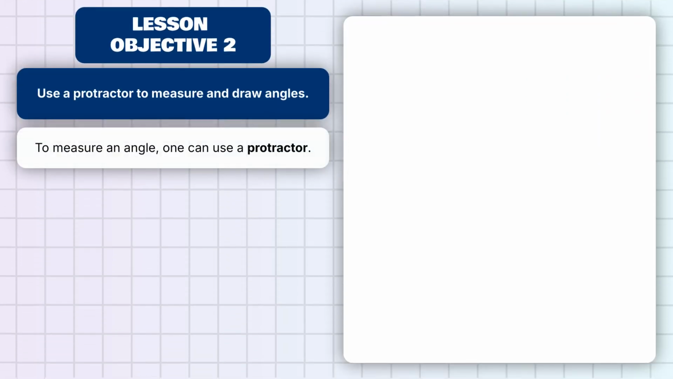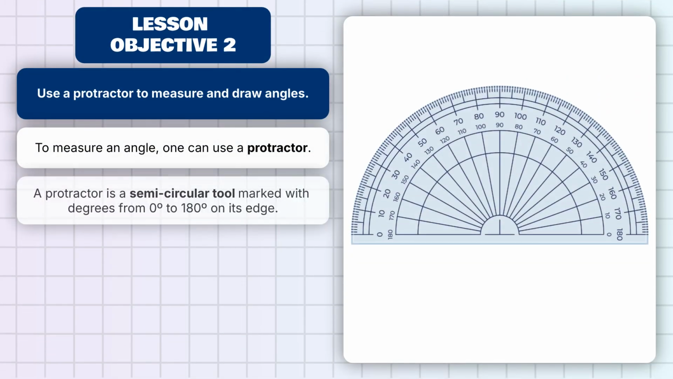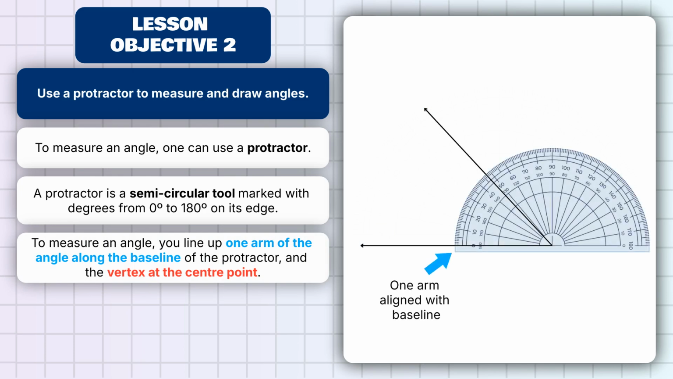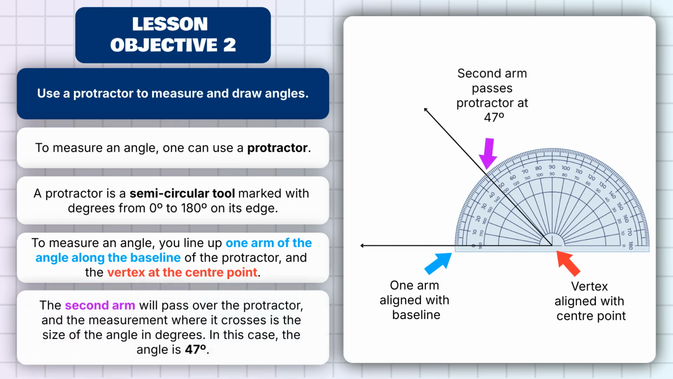To measure an angle, one can use a protractor, a semicircular tool marked with degrees from 0 to 180 on its edge. To measure an angle, you line up one arm of the angle along the baseline of the protractor and the vertex at the center point. The second arm will pass over the protractor, and the measurement where it crosses is the size of the angle in degrees. In this case, the angle is exactly 47 degrees, because this is where the second arm passes through the protractor.